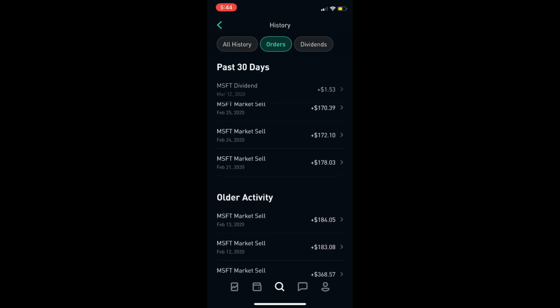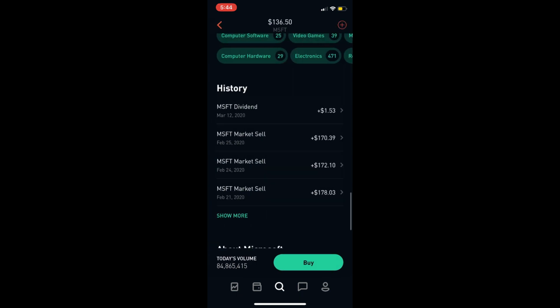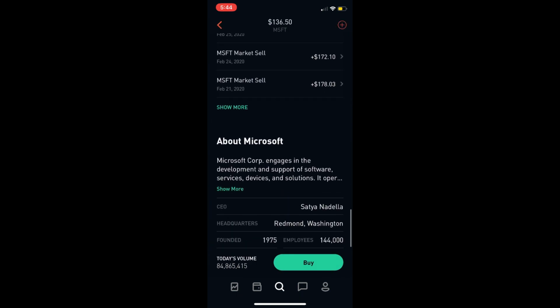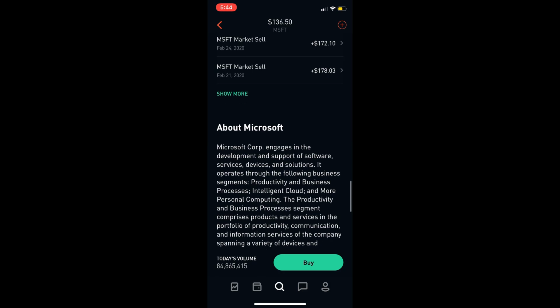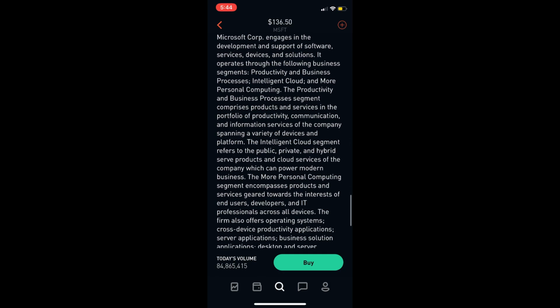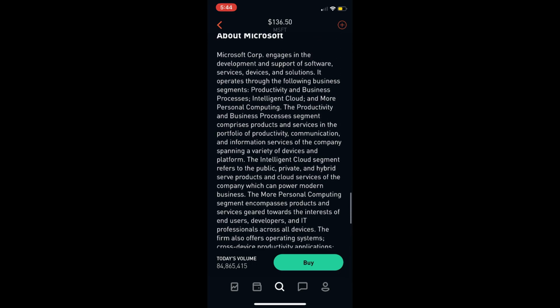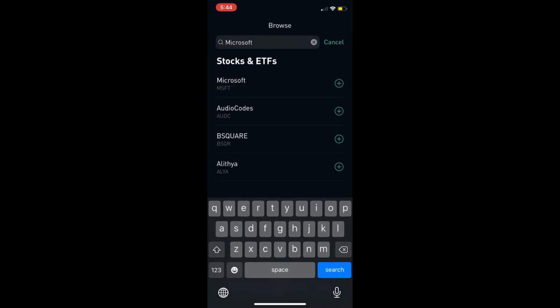And then you can also see orders that you've had or dividend payments that the company has paid you over time. And then lastly, if you scroll down, you can see that it has an about section, which gives you just a general understanding of how the company operates and the different segments that are within it, along with the CEO, the founded year, and employees. Really not that important, but interesting to know nonetheless.